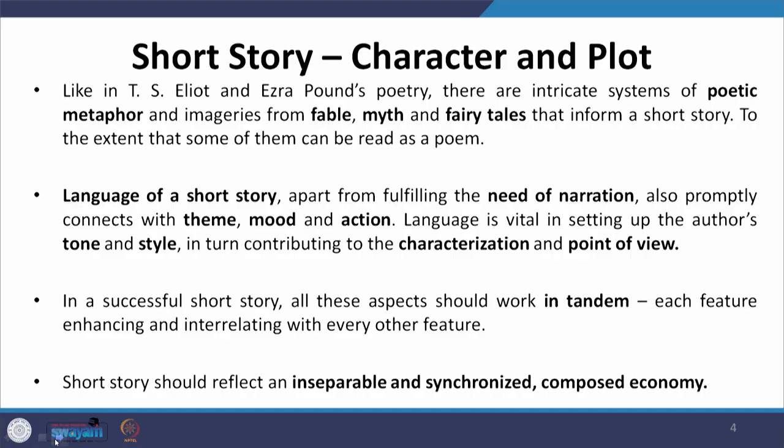In a typical successful short story, all the different aspects, the tonality, the actions, the theme, the characters, all of them should work in tandem, and each aspect should enhance and interrelate with the other. A short story should reflect an inseparable and synchronized, composed economy thereby.